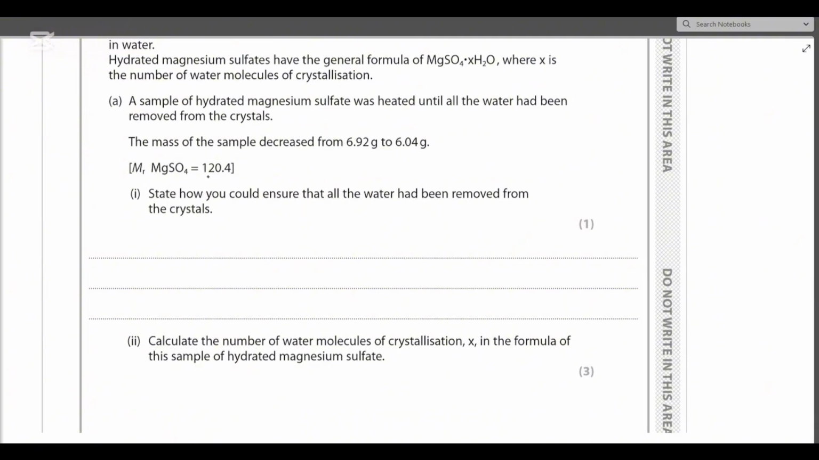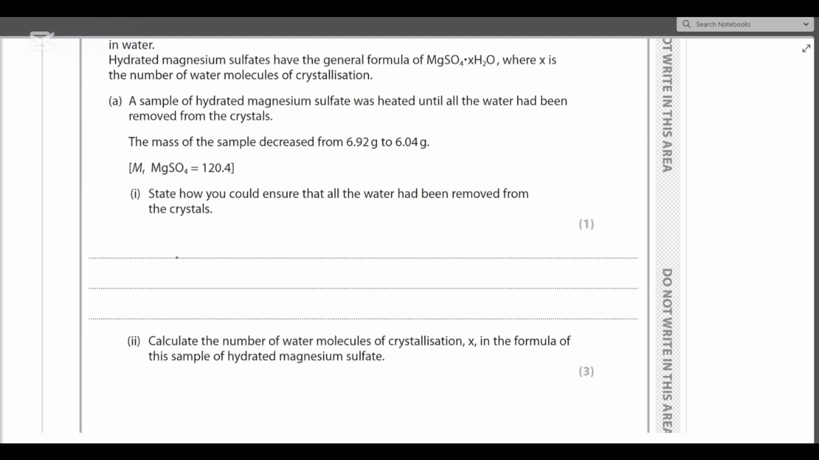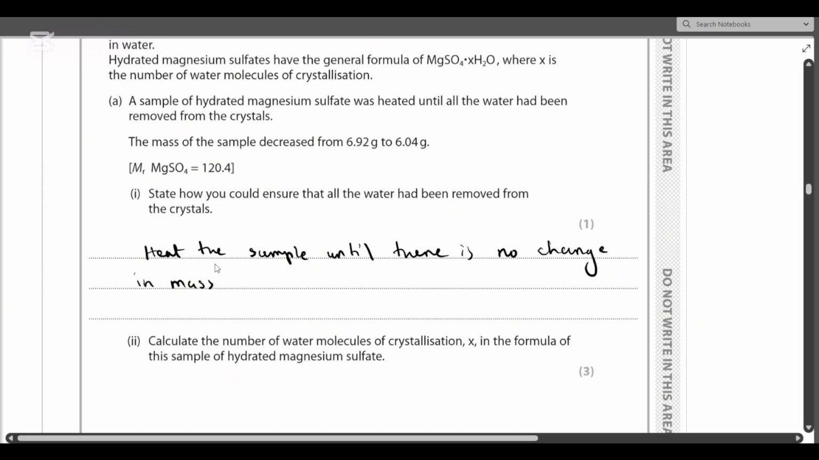Now, how to do that, we can only do that by heating it to constant mass. That means we'll keep on heating the crystals until there is no change in mass. So we can write: heat the sample until there is no change in mass. So that is basically the answer for this one.